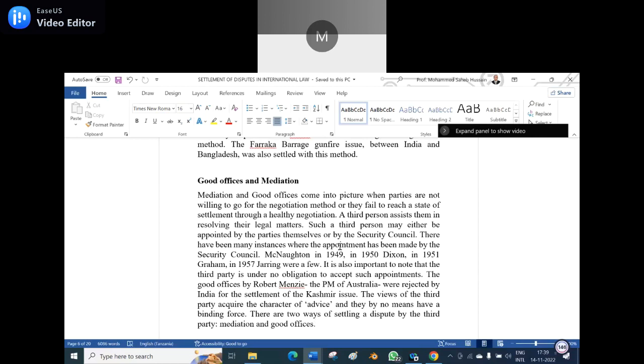Sometimes a neutral country or a third country will interfere in the matter and see that the dispute is resolved, either a border dispute or any other dispute. Such a third person may be appointed by the parties, or they themselves choose it, or it may be the Security Council. Sometimes the matter will be referred to the Security Council, then the Security Council will appoint a neutral country, not attached to either of the two countries involved in the dispute, and the third country will try to resolve the dispute between the two parties. Am I right?